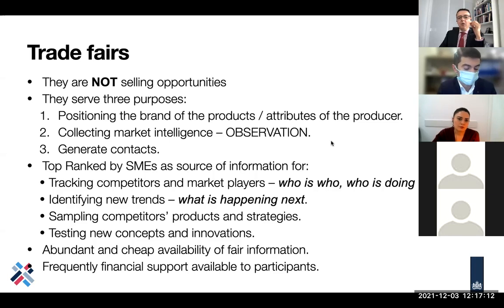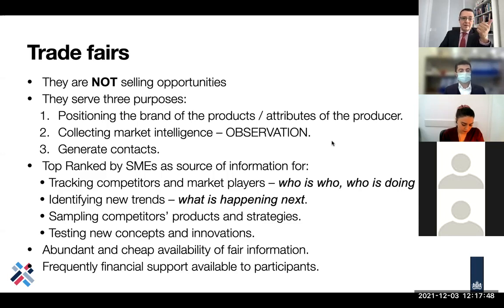So let me elaborate a bit more on trade fairs. Again, I said they're not selling opportunities, and I saw a few of you opening your eyes and saying, what? What do you mean not selling opportunities? No. You do not go to a trade fair to sell. The first thing you go to do at a trade fair is to position the brand and the attributes of the producer. So the brand name, and you go to present your products and your brand associated with certain things. I don't know, different things.